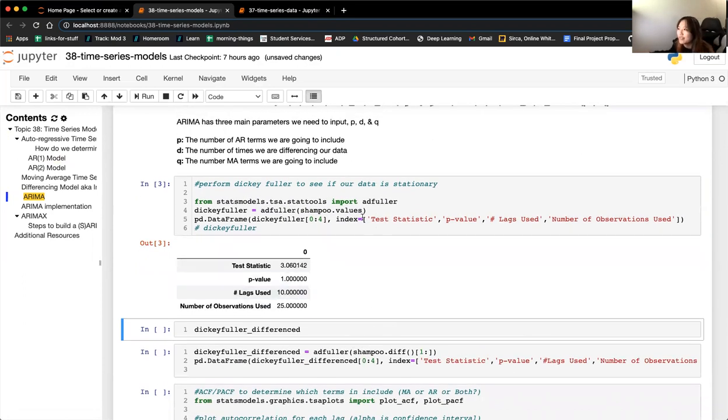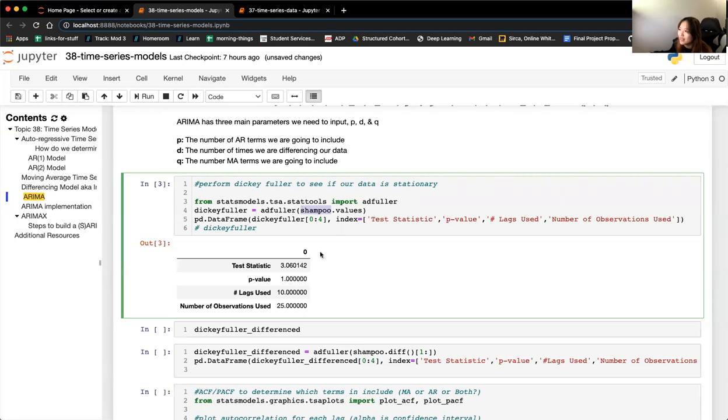Right now, you can see that this is the same data set. The Dickey-Fuller test gives you a p-value of 1, so it's definitely not stationary. Any questions? One quick question.